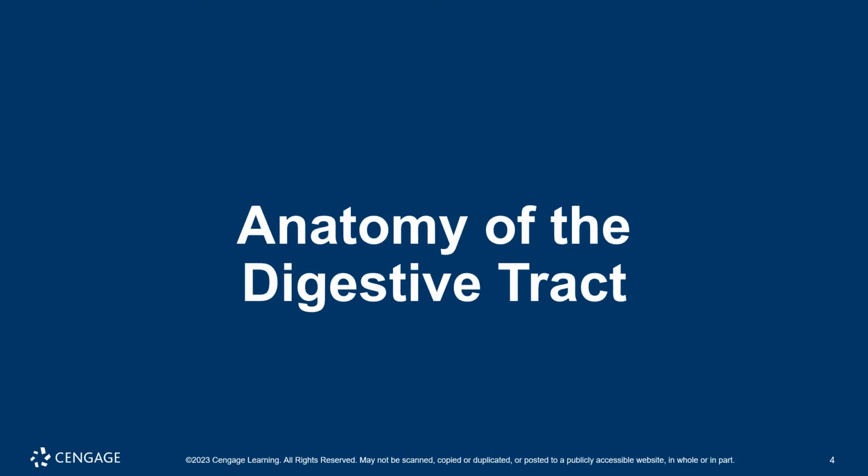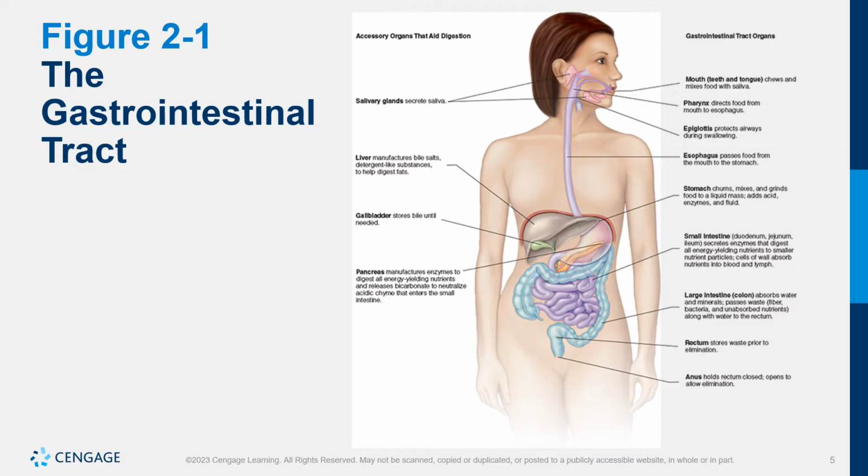First, we'll talk about the anatomy of the digestive tract. In other words, what's connected to what? So this slide illustrates in a pictorial fashion the organs of the digestive tract and those organs that I consider associated with the digestive tract, such as the liver and the pancreas.